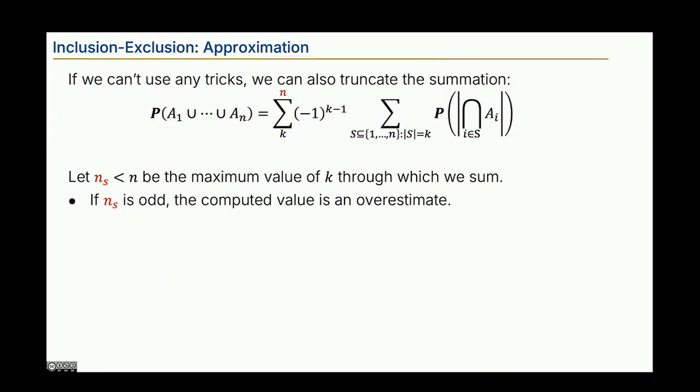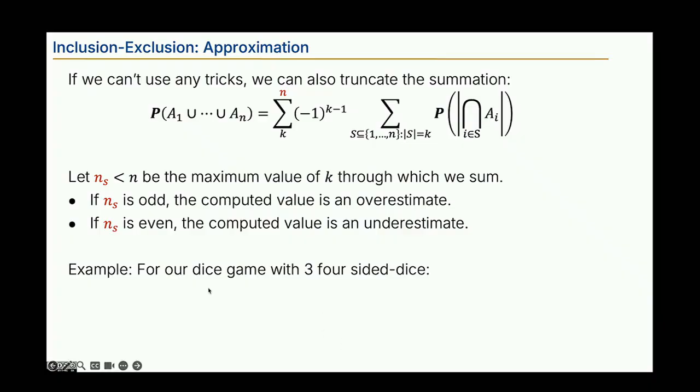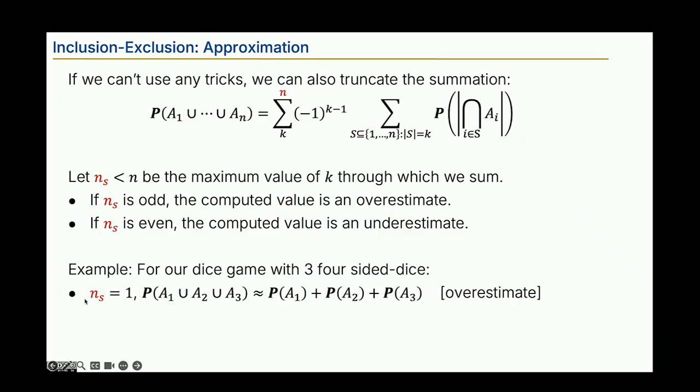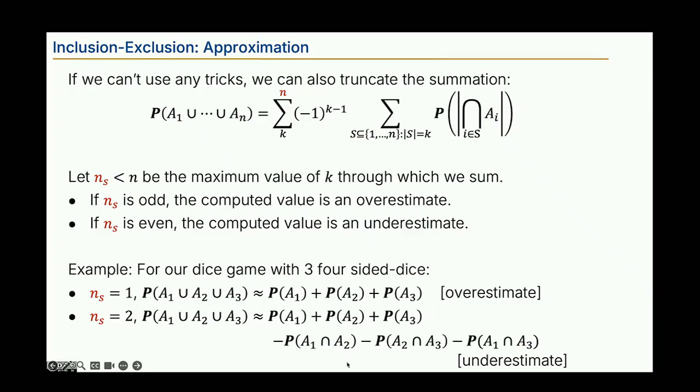So for example, if we only do n equals 1, that's what we did with the dice game. We had 3/4. And 3/4 was not the chance of winning. That was an overestimate, but it's an upper bound. And if we ever stop on an even n, the computed value that we get will be an underestimate of the true probability. And so for our dice, as I just said, if we pick n equals 1, we got an overestimate of 3/4. If we were to stop at 2, where we take these and then subtract off the pairs, we get a small underestimate. And then as we add more and more terms, we get a better and better estimate. And you could stop wherever you want.